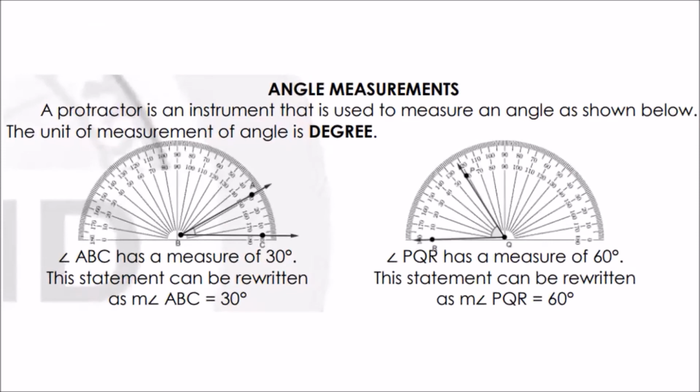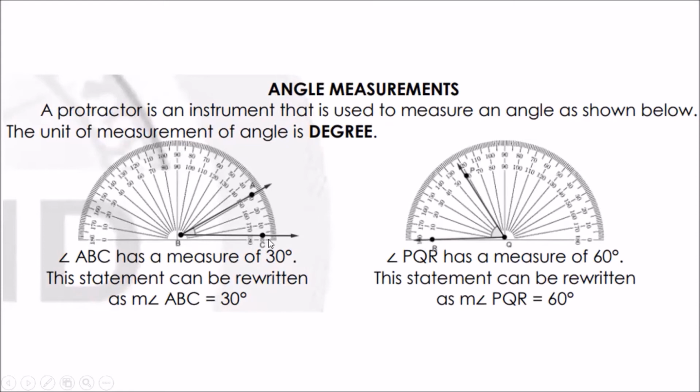Now, how to measure an angle? By using a protractor. That is an instrument used to measure an angle. As shown below, the unit of measurement of angle is degree.